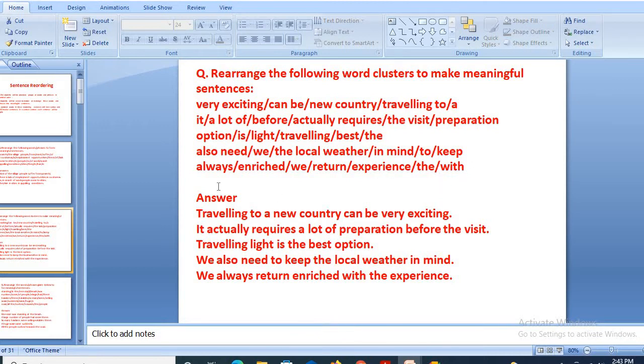Similarly, look at one more: always, enriched, we, return, experience, the, with. Now here again you have to rearrange it. It is given in a jumbled way. See how you are rearranging it. We always return enriched with the experience. In this way you have to do it.